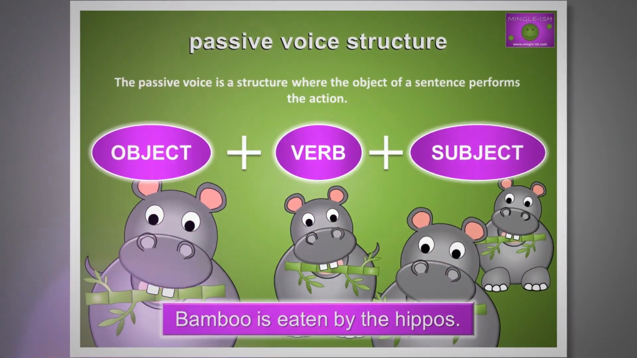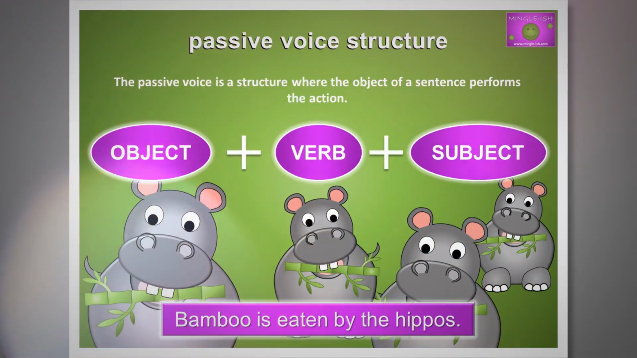The passive voice is a structure where the object of a sentence performs the action. The structure is object plus verb plus subject. For example, bamboo is eaten by the hippos.